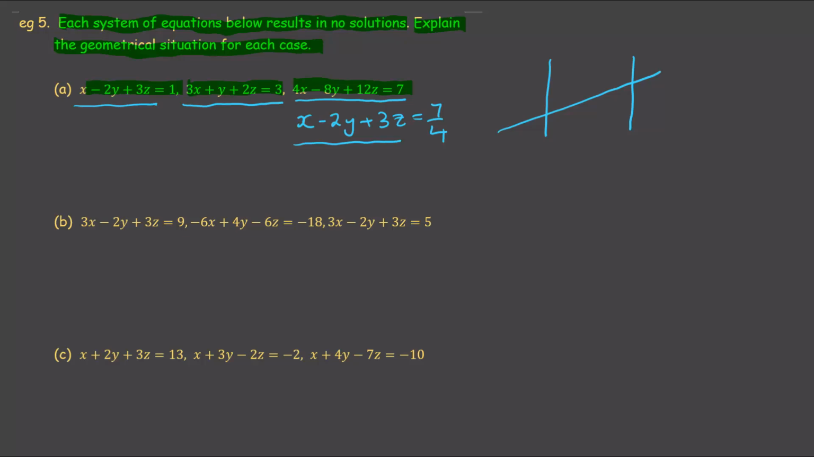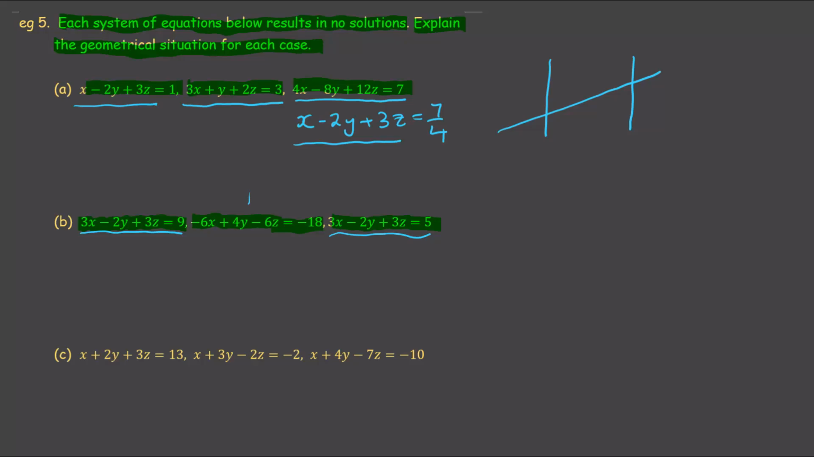Let's look at part B, I should say. 3x minus 2y plus 3z is 9. Negative 6x plus 4y minus 6z is negative 18. And 3x minus 2y plus 3z is 5. We can see straight away that 1 and 3 are parallel. They have the same left-hand side, but a different right-hand side.